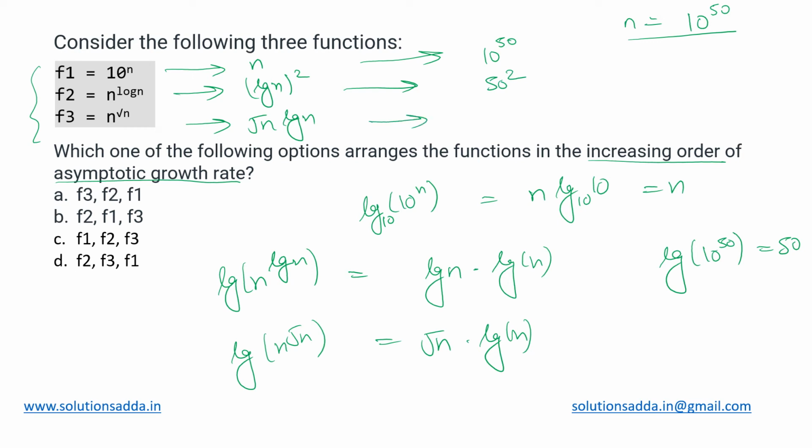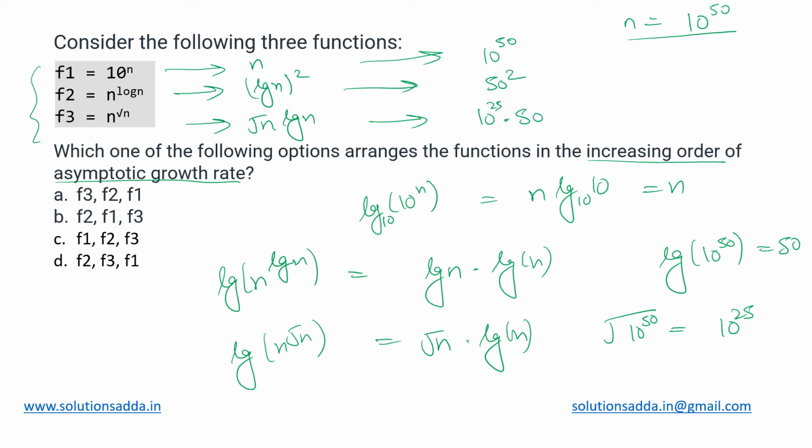So from here we can see that f1 is greater than f2 asymptotically. Let us also check f3. It is root n, which means root of 10 to the power 50, that is 10 to the power 25, multiplied with log n, which we just saw is 50. Now we can compare these three easily.